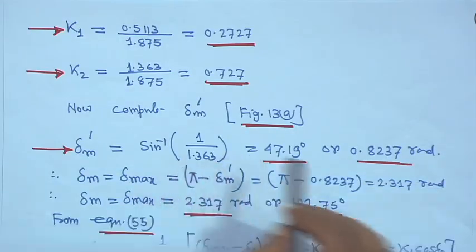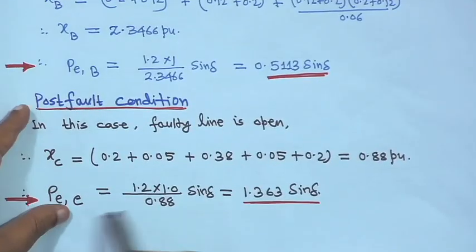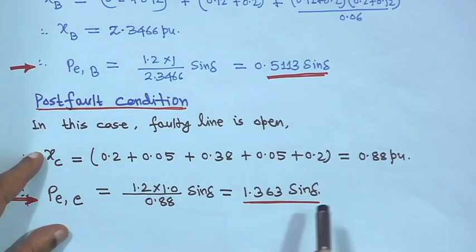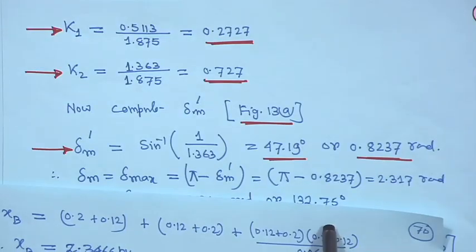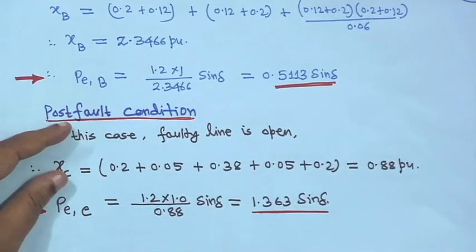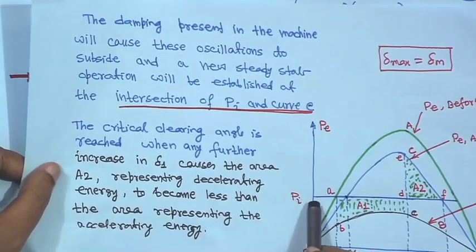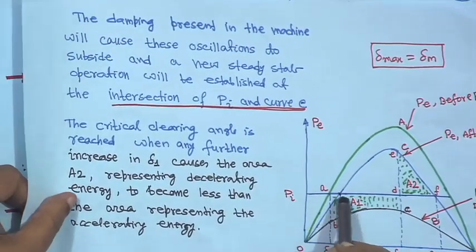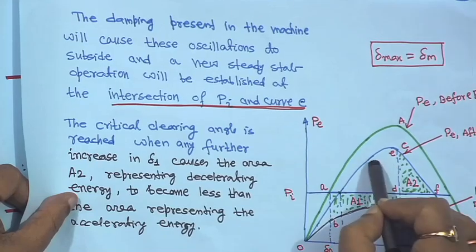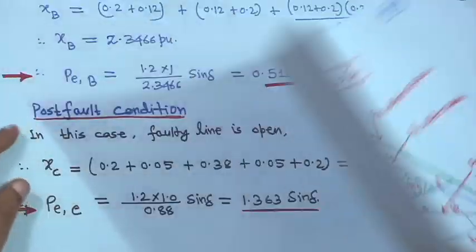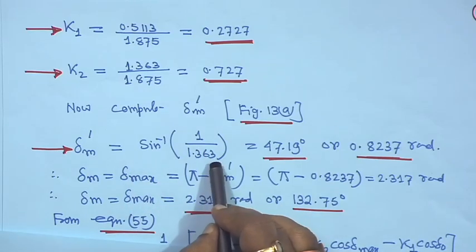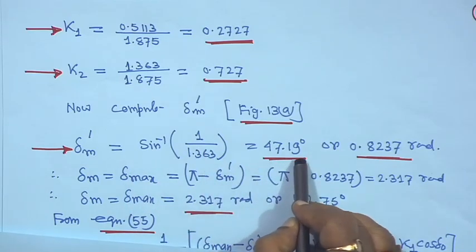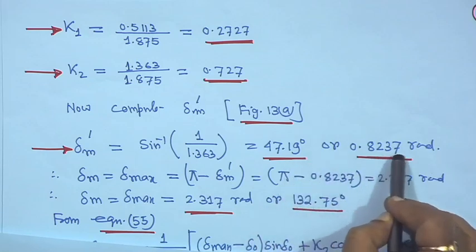In that case, delta m dash will be, because we have seen that for the C curve it is 1.363 sin delta, when delta is equal to delta m dash, that is 1.363 sin delta m dash. At that time, Pi is 1 and delta m is equal to delta m dash. So delta m dash will be sin inverse of 1 upon 1.363. That will come to 47.19 degree or 0.8237 radian.